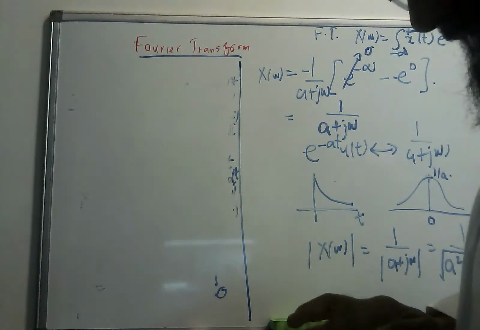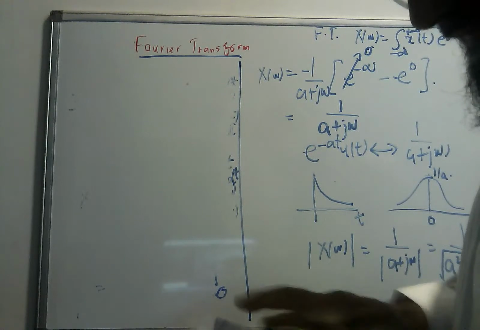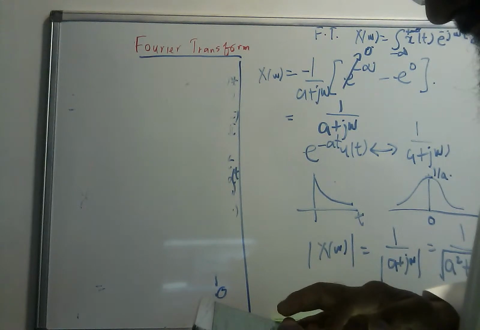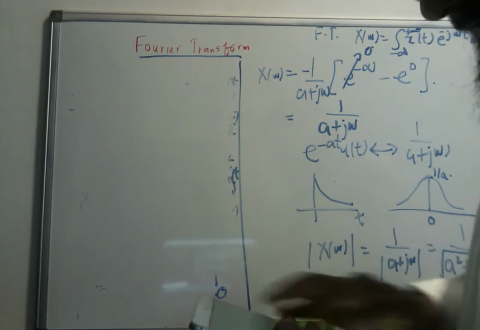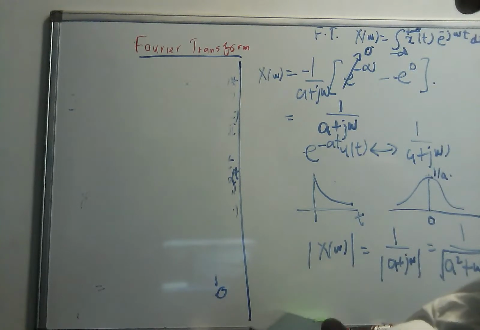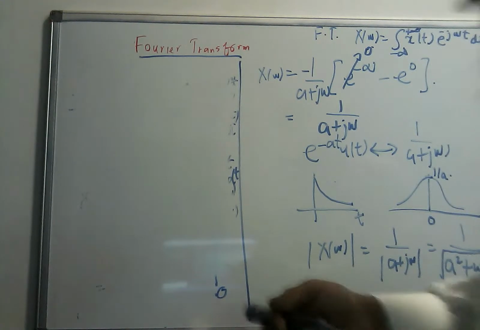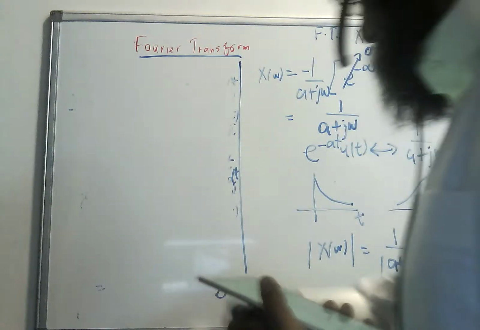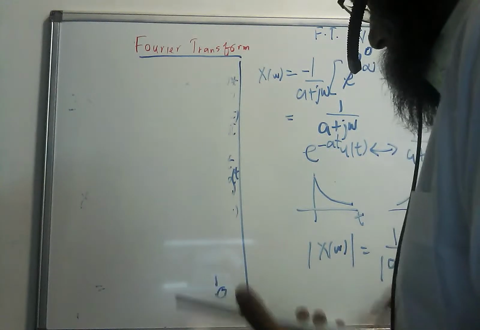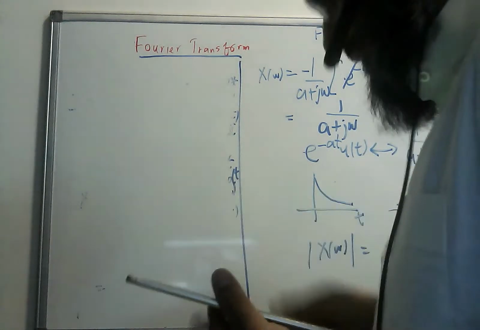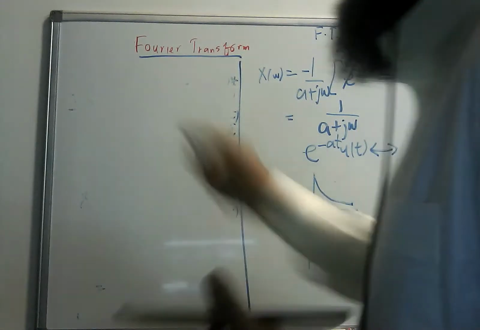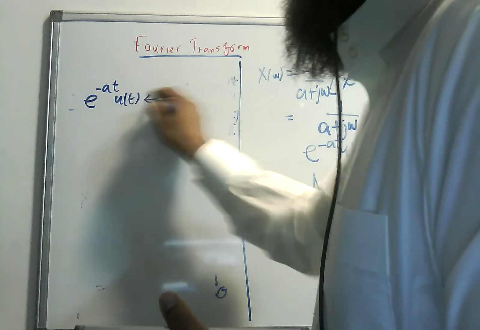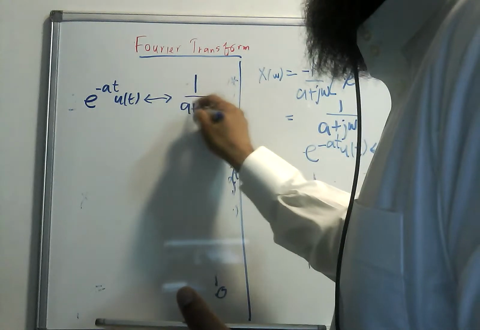So go to page number 4 and you will see some of these Fourier transforms, which I will write here. The first one is the one we just did today: e raised to the power minus at u of t, and this is 1 over a plus j omega.